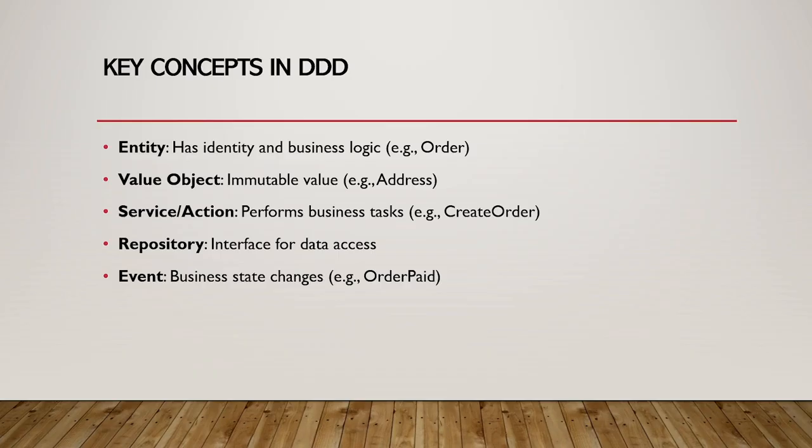Fourth, repository. This is an abstraction for data access. Instead of calling Eloquent directly, your code talks to a repository. Fifth, event. This captures important state changes, like an order paid event, which can trigger notifications or updates elsewhere in the system.